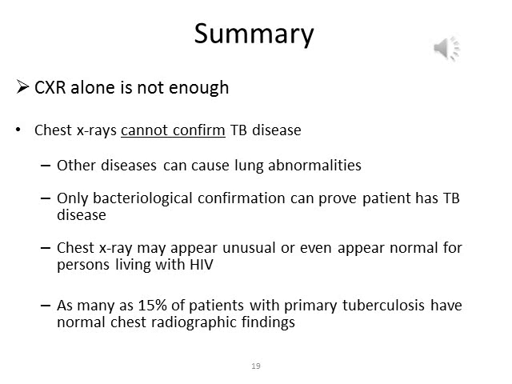So in summary, chest X-ray alone cannot confirm tuberculosis disease. Other diseases can cause lung abnormalities which look very similar to abnormalities caused by tuberculosis, and only bacteriological confirmation can prove that patients have TB disease. And chest X-ray may appear unusual or even appear normal for persons living with HIV. As many as 15% of patients living with primary tuberculosis have normal chest radiographic findings. However, this test is quite useful in ruling out tuberculosis rather than ruling in TB disease.